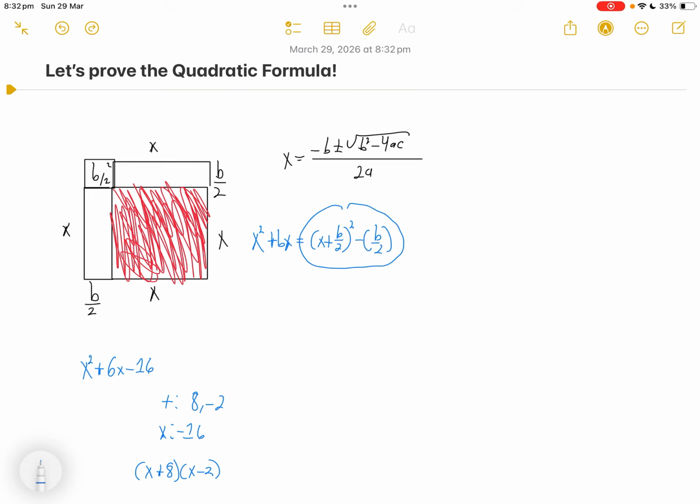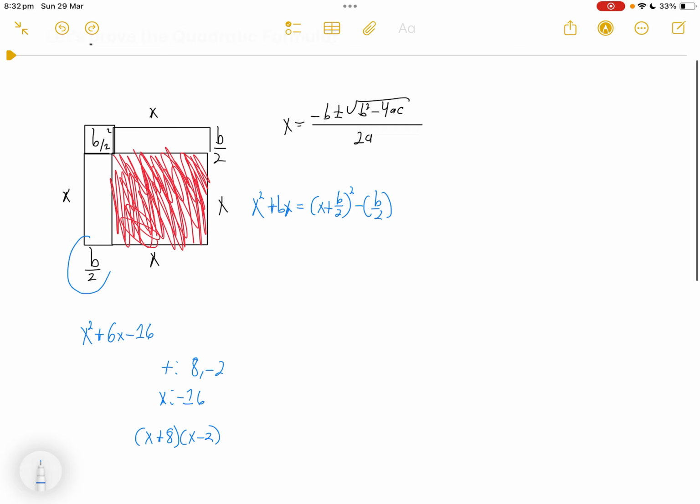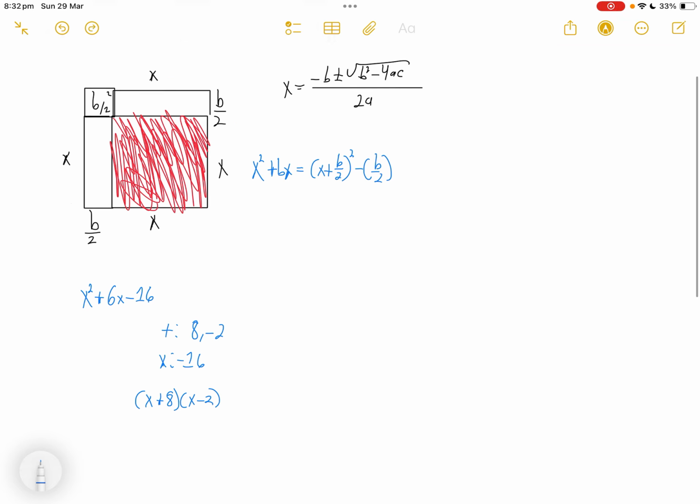So where does this 2 come from? Well, x plus b half comes from this and also this one. But why is that a b half actually? Because we are basically splitting the bx rectangle into 2 pieces. So therefore, this gives us these rectangles right here.